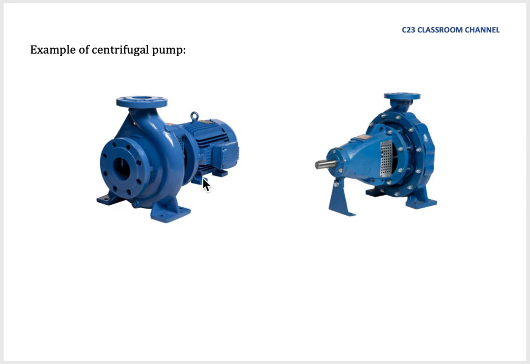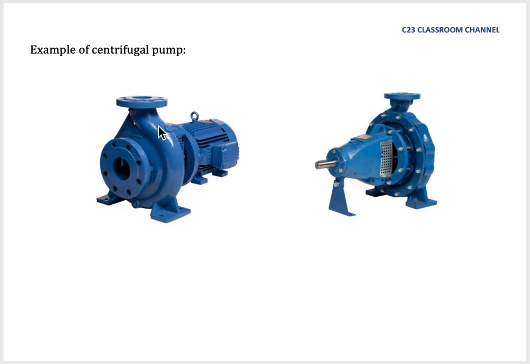And this is an example of a real centrifugal pump. We have a motor here. The motor plugs into the electric current and rotates the shaft, and the shaft rotates the vane or the impeller inside this casing. The inlet, the eye of the impeller, is connected with a pipe, and this is the outlet, which is also connected to a pipe.